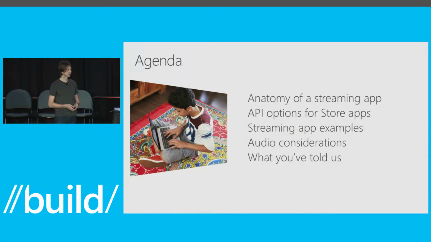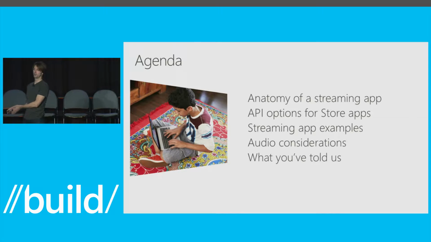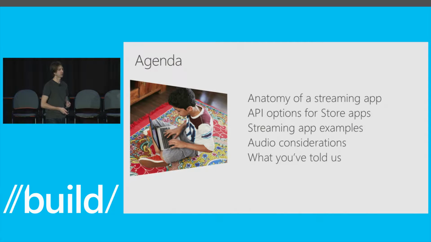If you're building store applications, there's a few to choose from, and we want to clarify why you would use one versus the other. And we're going to give a couple examples, more of a traditional video streaming app example, and another that is a custom style streaming app. Something that you might not have expected, so we'll see how it works out. And then we want to talk about some of the considerations for audio, in particular if you're building an app that you want to run more universally on the phone as well as on PCs and tablets. There are some distinctions that are worth pointing out.